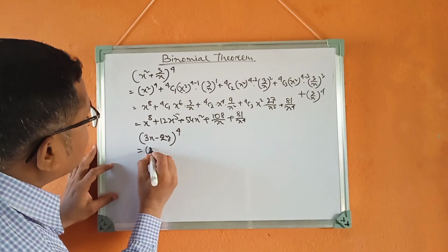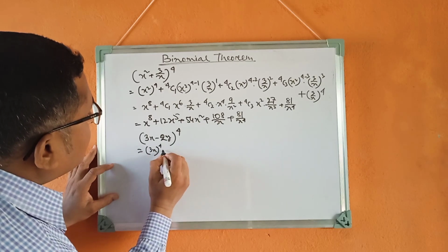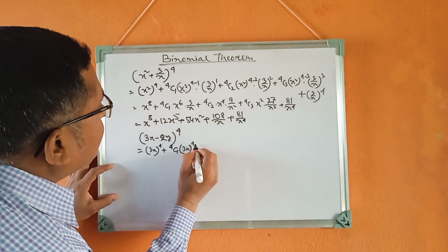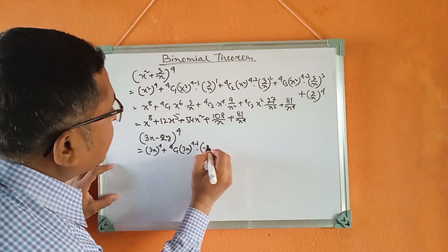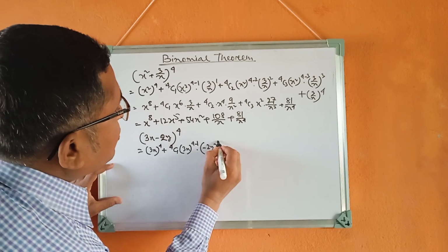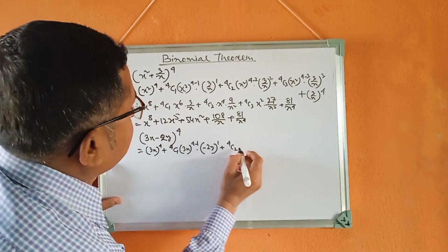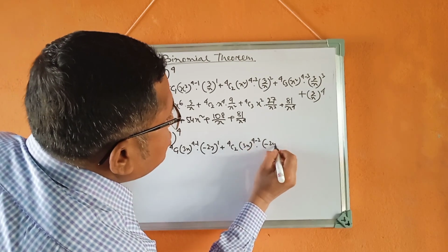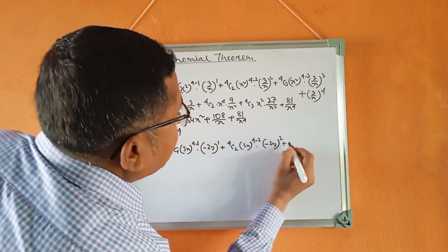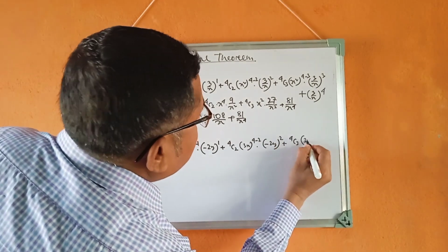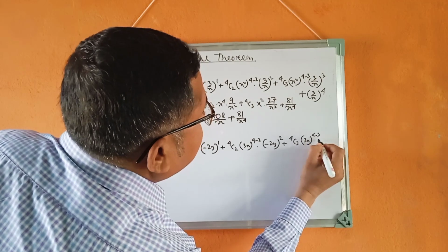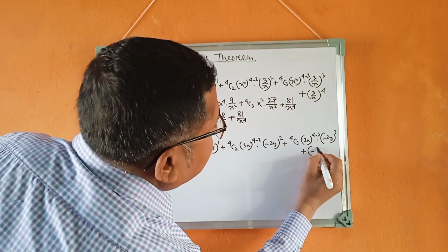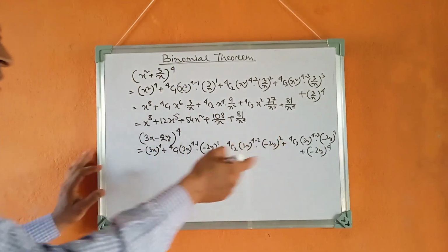So again using the formula: 3x whole to the power 4, plus 4C1 into 3x whole to the power 4 minus 1 into the next term, minus 2y whole to the power 1, then plus 4C2 into 3x whole to the power 4 minus 2 into minus 2y whole to the power 2, then 4C3 into 3x whole to the power 4 minus 3 into minus 2y whole to the power 3, and the last term is minus 2y whole to the power 4. Again we get 5 terms.